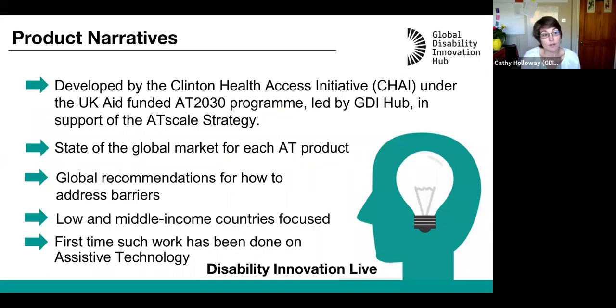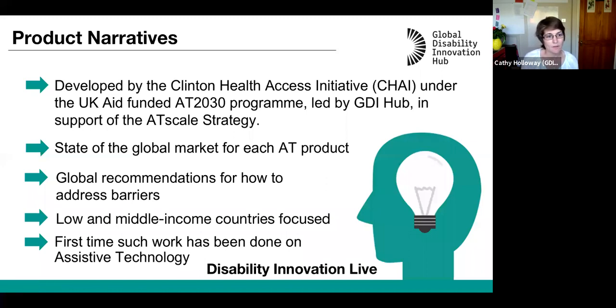So as I've said, the product narratives are developed by the Clinton Health Access Initiative under the UK aid-funded AT2030 programme. That's led by us at GDI Hub, and we do a lot of this work on the product narratives in support of the ATscale strategy. And GDI Hub were a founding member of the ATscale team, and we continue to want and see its growing success.